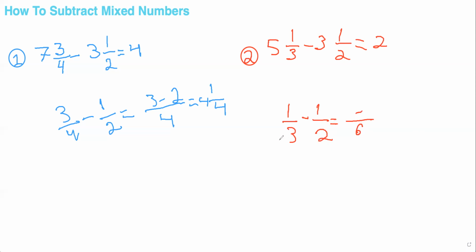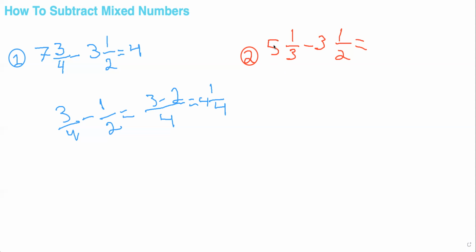So 6 divided by 3 will give you 2, times 1 will give you 2. And then 6 divided by 2 will give you 3, times 1 will give you 3. And therefore, 2 minus 3 will give you -1 over 6. And since we have a negative fraction, for this question, I'd recommend making it an improper fraction unless you want to go to the negative numbers. And that's what you don't want to do.